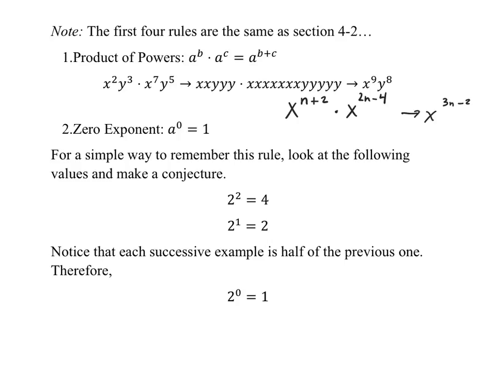If you want to see a proof or a generalization of why this rule is absolutely true, you can do this with any number. You can do number 3. 3 squared is 9, 3 to the first is 3. How are we getting that? We're dividing by 3. Okay, divide by it again, you go back to 1. Here it's divided by 2. Divide by 2, divide by 2, and there it goes. Anything to the 0 is 1.